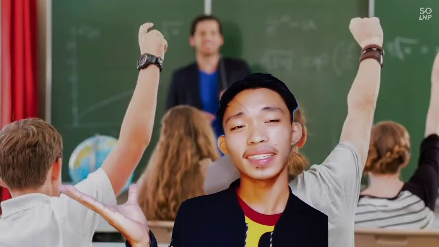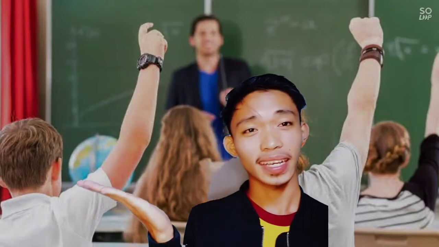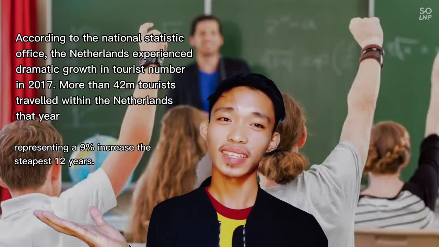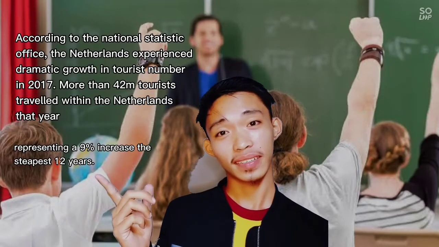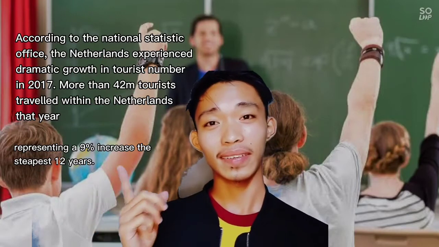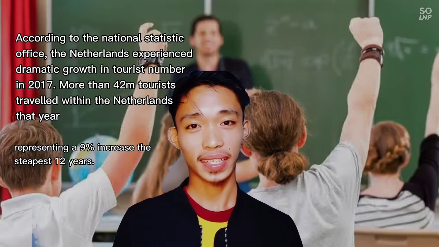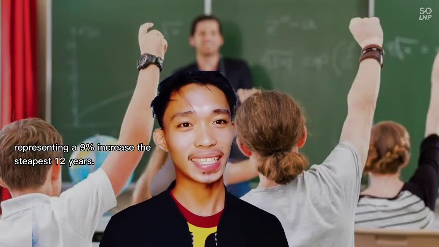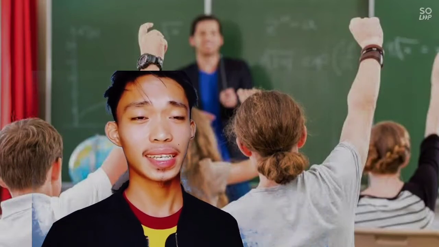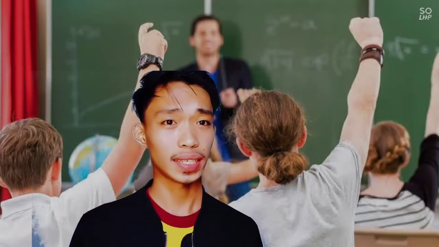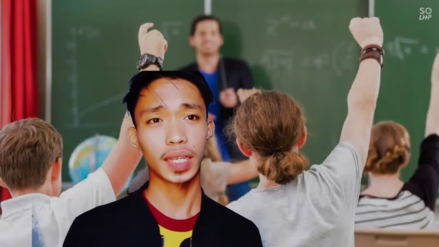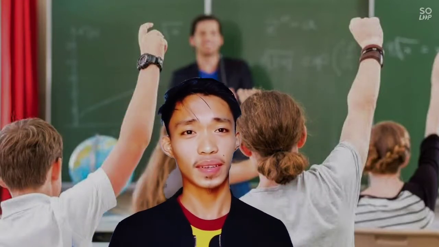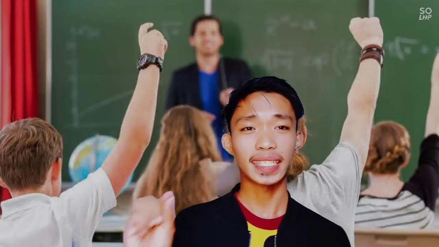To make it more acceptable and valuable, let's make it common. The paraphrased version for me now: according to the National Statistics Office of the Netherlands, the country experienced dramatic growth of tourist numbers in 2017. More than 42 million tourists traveled within the Netherlands that year, representing a 9% increase, the steepest in 12 years. So, to analyze it, common paraphrasing ability on the text requires proper arrangement of the text given without losing any information, and still merging for a complete representation of the text. The paraphrased version makes it longer, but it is reliable and certain also.